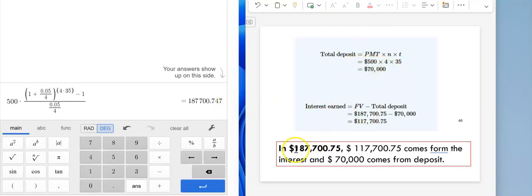But her account grows to $187,700.75. That's the future value here. But to find the interest, you subtract her deposit from the future value. So her interest is going to be this much. So her account is this much, right, which comes from interest and her deposit. She actually deposits $70,000, but $117,700.75 comes from the interest, and the rest, 70,000, comes from her deposit.